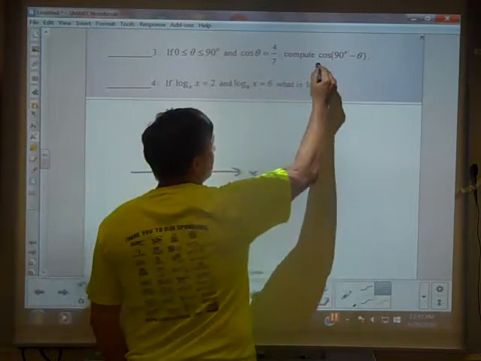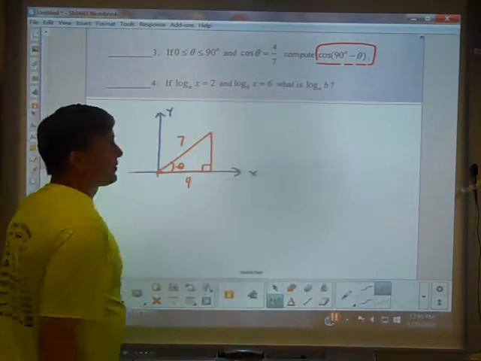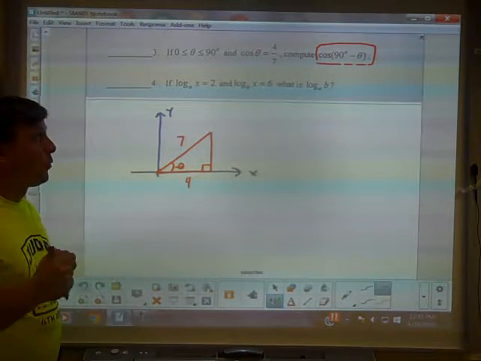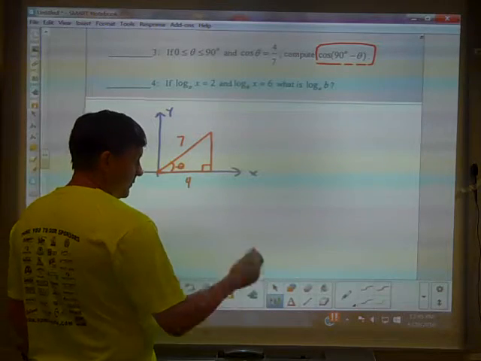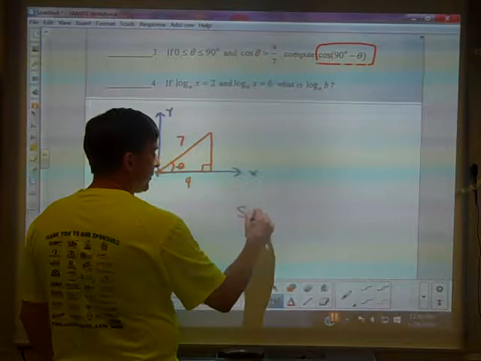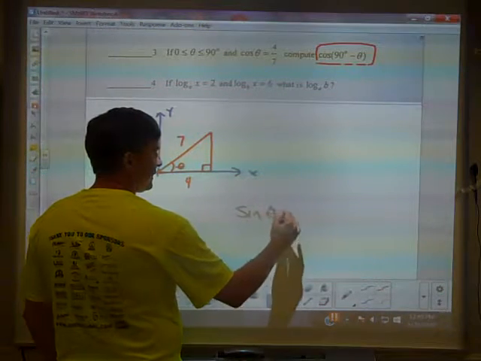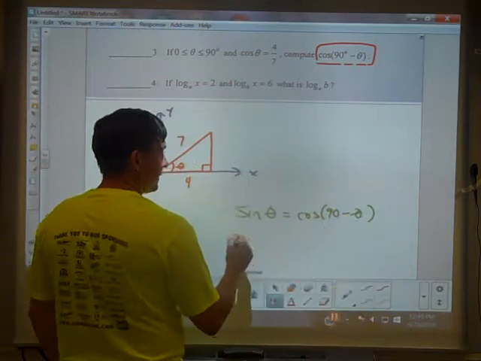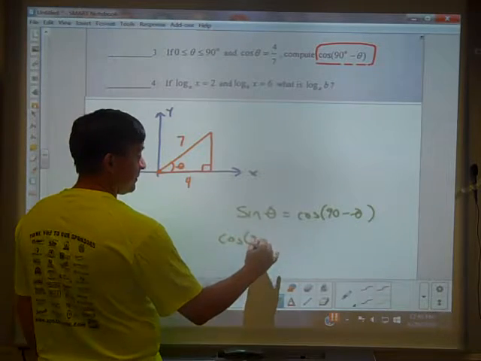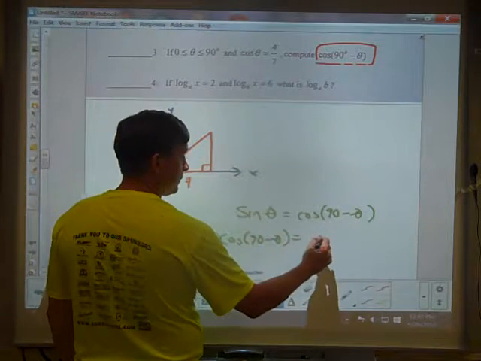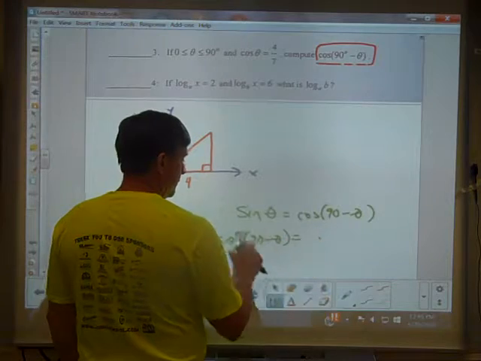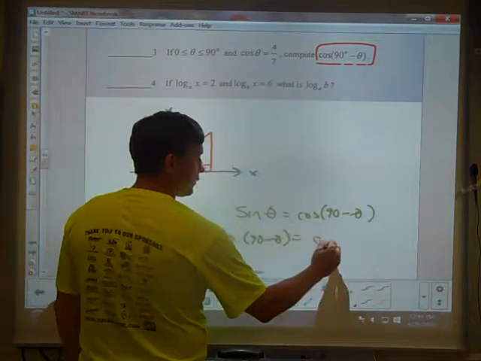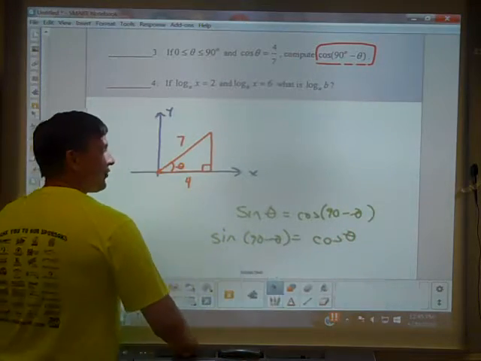And it doesn't want this. It wants you to compute cosine of 90 minus theta. And the question is, where is that? Now, there are two pieces of information you could do it this way. One is, hopefully, from pre-calc or algebra 2, you remember that sine of theta is equivalent to cosine of 90 minus theta, and cosine of 90 minus theta is equivalent to sine of theta. That they're related, that those angles are there.